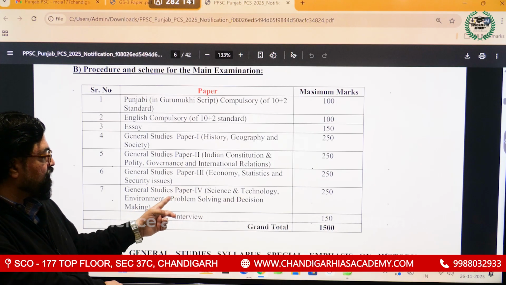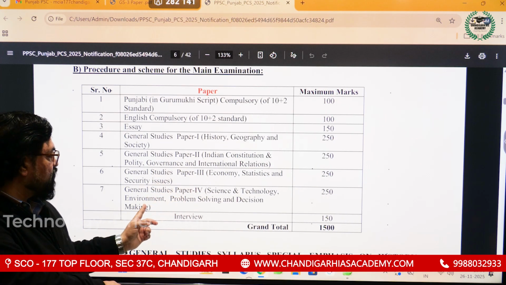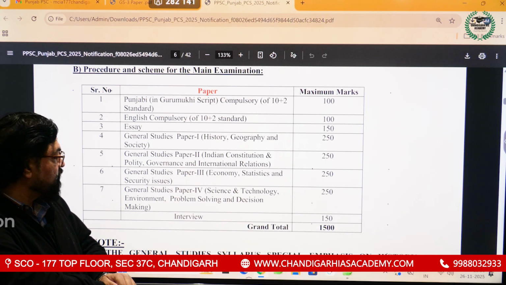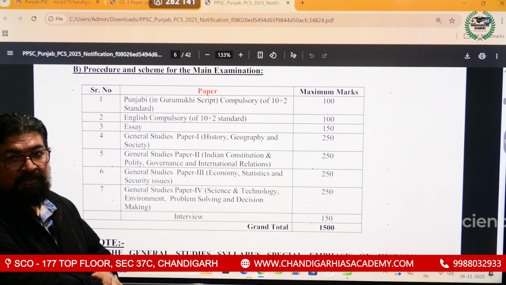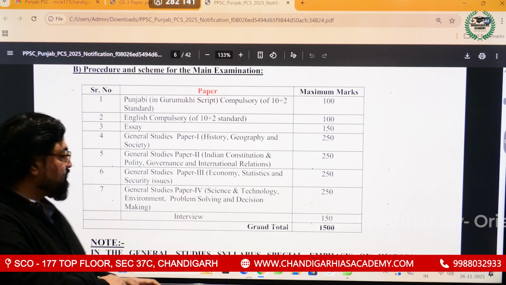And then general studies paper 4: science, technology, environment, problem solving and decision making, right? 250 marks, and the interview 150, total 1500 marks. You see here, GS paper 4, this thing which has been given there.